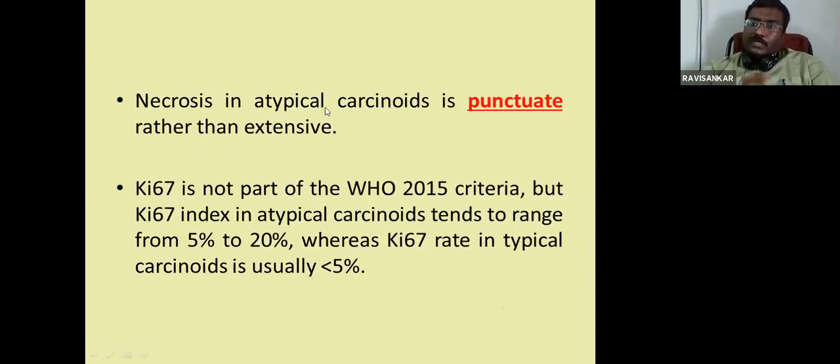See, necrosis occurs when there is a very aggressive growth. That's why small cell lung cancer has large necrosis. But necrosis can also occur in atypical carcinoid because of its intermediate aggression, and it can have a punctate type of necrosis. Ki-67 is not a criterion in the evaluation, but it can be used to provide an indirect status about the tumor.